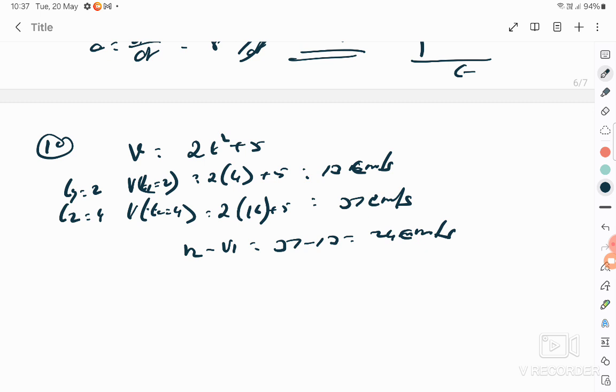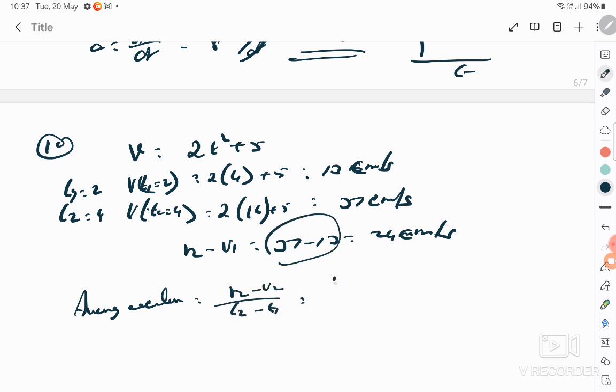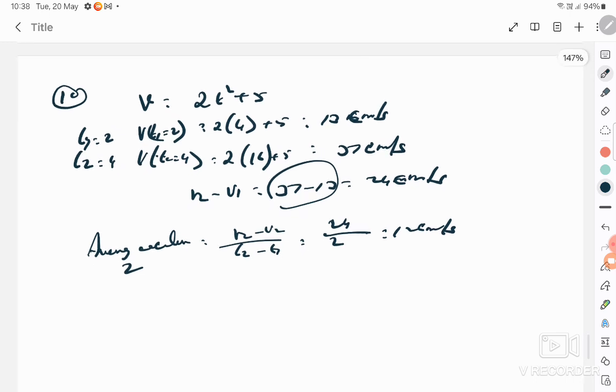What has been given itself is only the velocity, and I don't need to differentiate anything, but they've asked me for average acceleration. Average acceleration is change in velocity by change in time. The change in velocity is 24, and the change in time between these two times is just 2 seconds. So 12 centimeter per second square is my average acceleration.